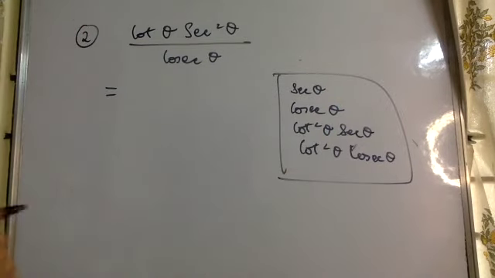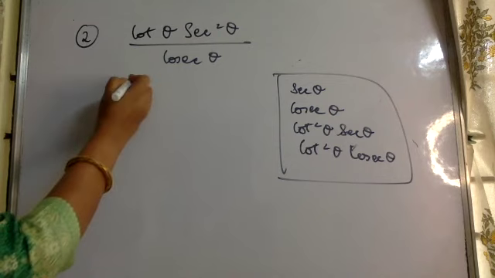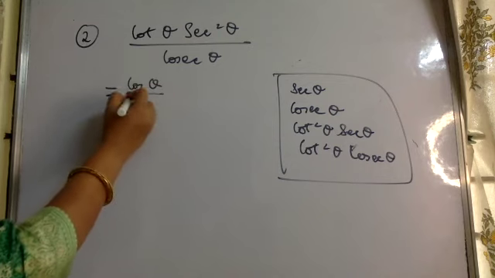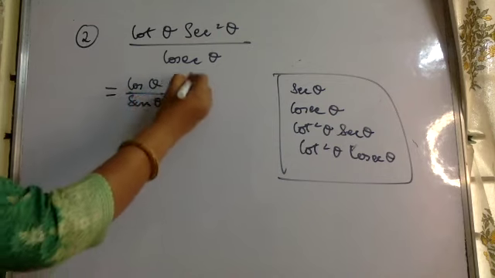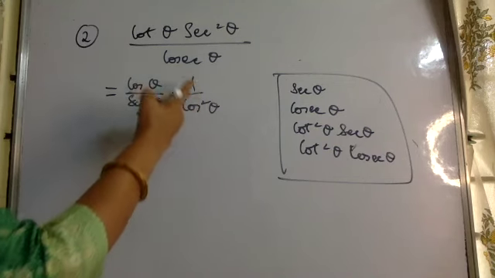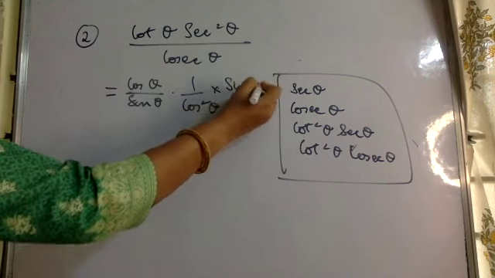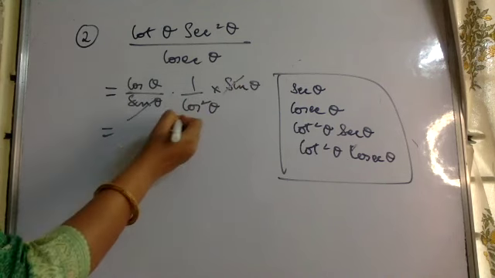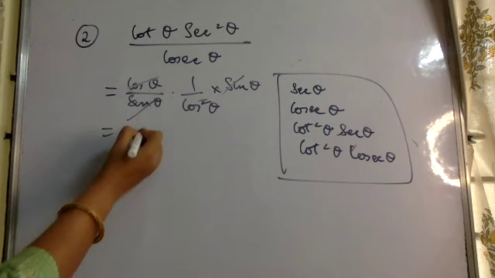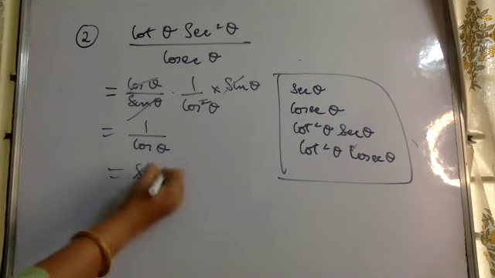Now let us solve this. Pretty simple. This is cos by sine, right? Cos theta by sine theta, and this is 1 by cos square theta. This one is 1 by sine, so the sine goes up, sine theta. Now you can cancel. Here you can cancel one of them. So I am left with 1 by cos theta, which is equal to sec theta.